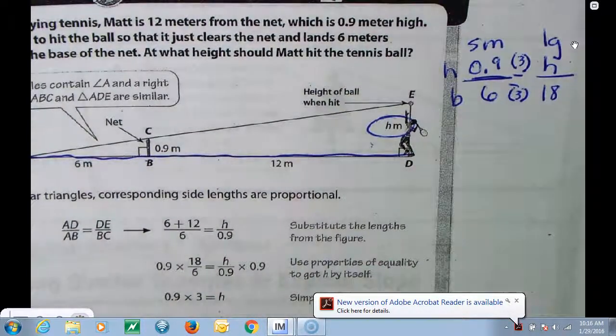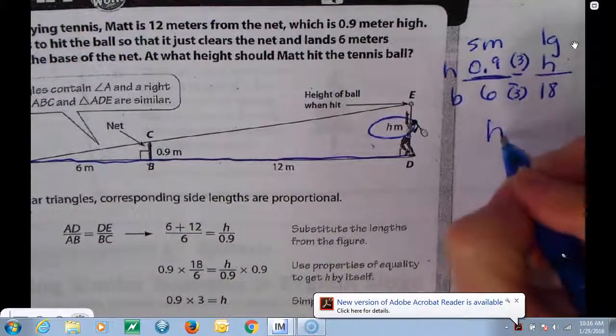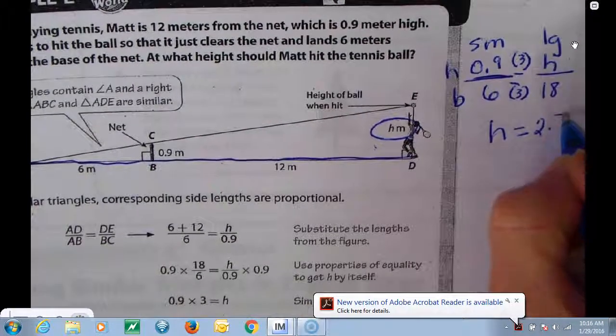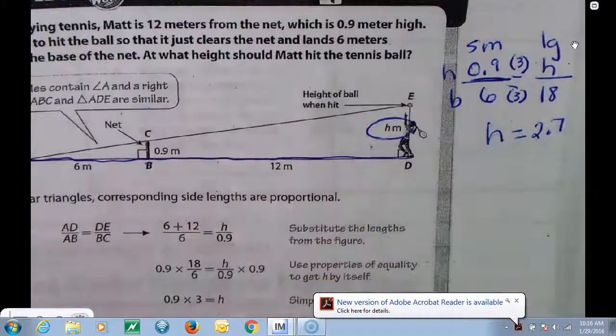I mean, you can do the crisscross. You're going to get it right. But remember, I like for you to make it easy. So what's 0.9 times 3? Good. 2 7/10. Now let's read.